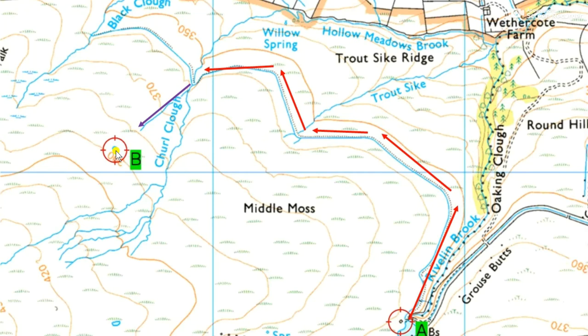Now the conditions, it was good visibility, you could see for a long way, so that wasn't a problem. We didn't have an altimeter, so we couldn't look at it and say, all right, we're just below 390 metres, so that doesn't come into play. The vegetation around this Churl Clough and across Middle Moss was pretty horrible, knee-deep heather, at sometimes deeper than that, so the going was pretty hard going.